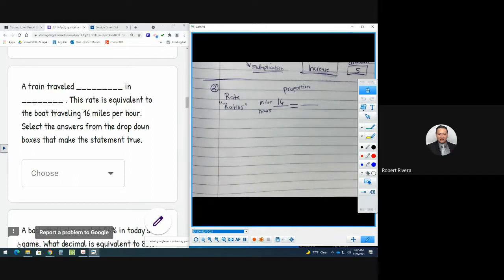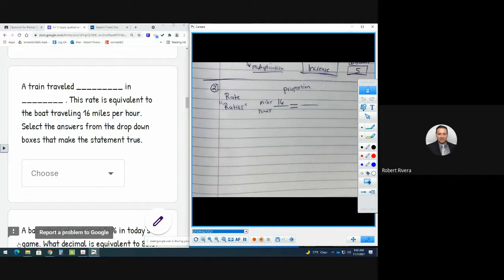One. Very good. One. Guys, per hour means per one. Per minute, 1 minute. Per student, 1 student. Per desk, 1 desk. Per class, 1 class. You get it? Per kilometer, 1 kilometer. Anytime that I see the word per, it means per one. Especially if the other word is singular.